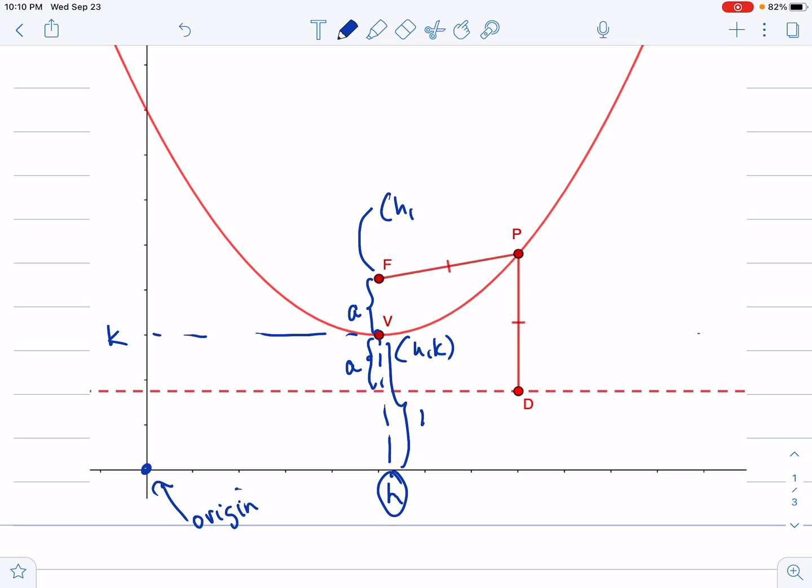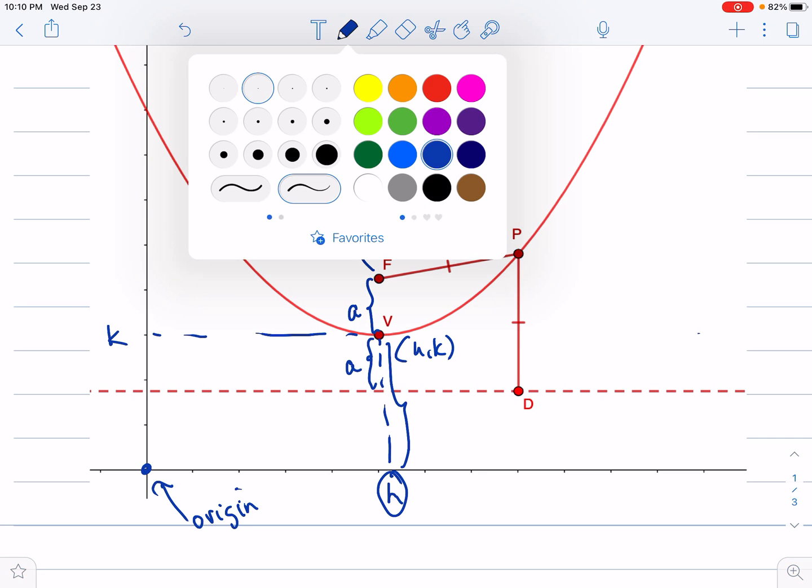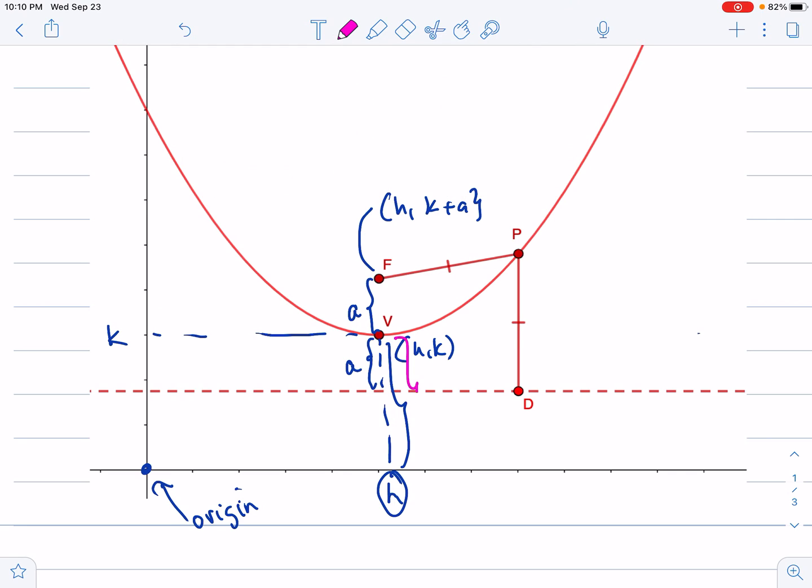Pero ang y-coordinate niya, remember yung y-coordinate ng V ay k. So this is k units. Tapos magdadagdag ka ng a dito. So meaning the y-coordinate of F is k plus a. Kasi from here to here is k. Tapos from here to here is a units. Okay? Malinaw, no?